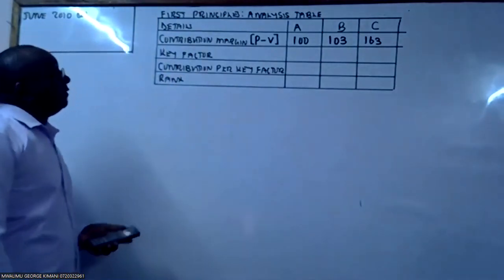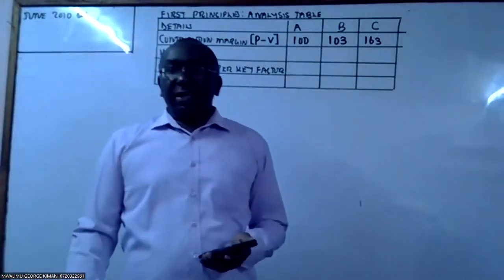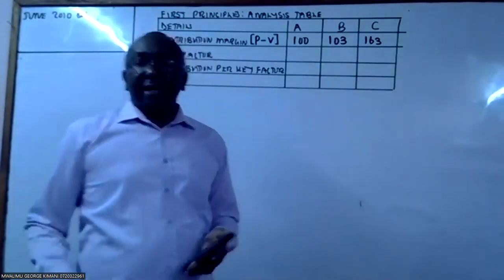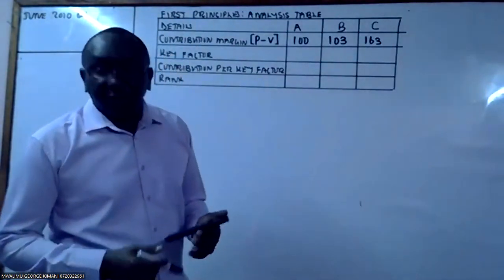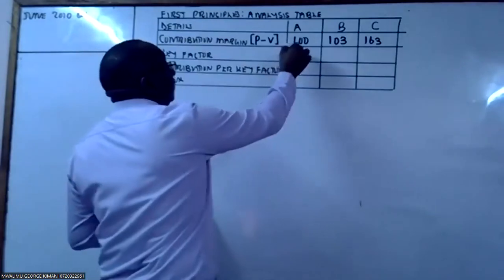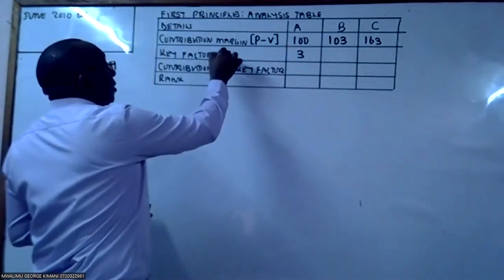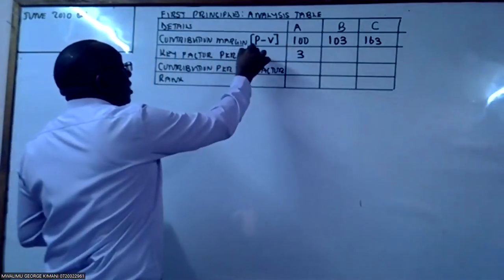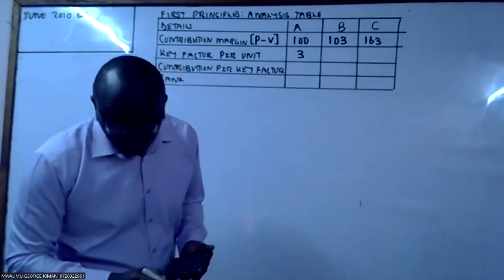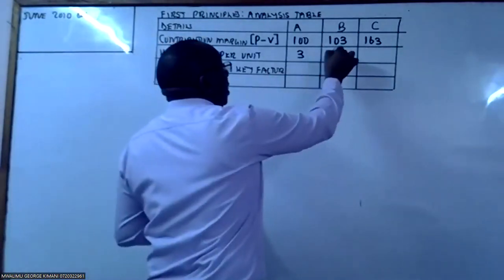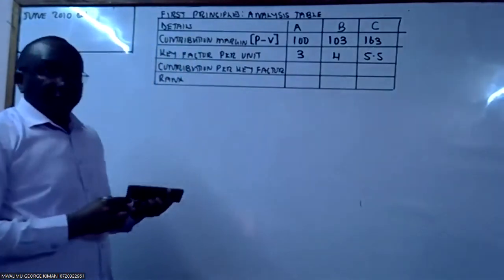Now let's come to the key factor. The key factor is what we already confirmed as the skilled labor hour. And in our workings, we had the per unit. You remember when we divided 24 by 8, we got 3 as the key factor per unit. If you want to add, you can come here and say key factor per unit. And then we had gotten 4 for the other one, and 5.5 for the last one.